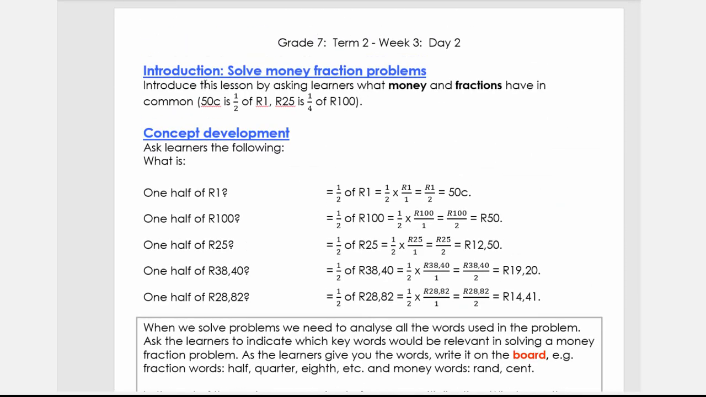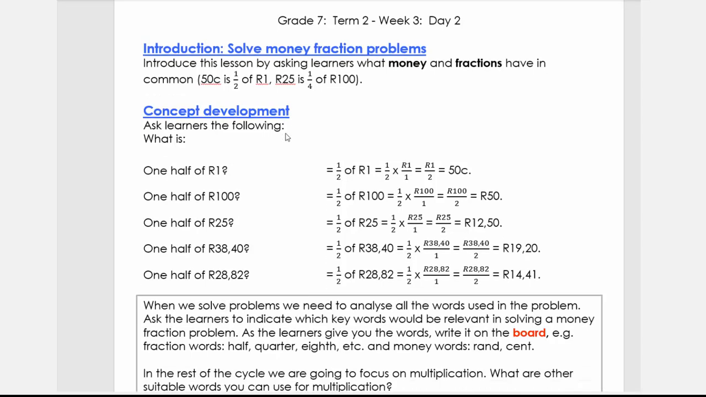So then we're going to start with the introduction, solve money fraction problems. We're going to introduce this lesson by asking learners what money and fractions have in common. So if we say 50 cent is 1/2 of 1 rand, 25 rand is a quarter of 100 rand. Why will we use this? So I want you to pause, ask them the question, and then ask them to give you some examples.